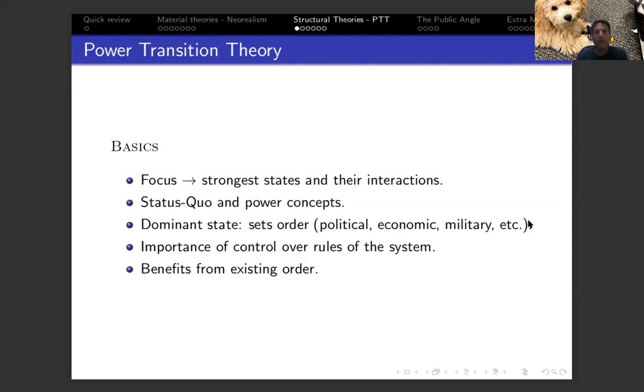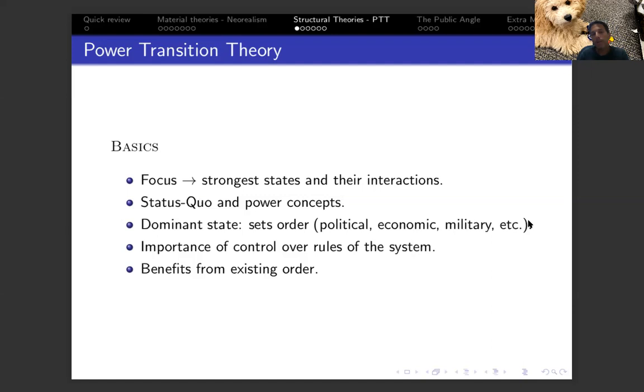It also cares very much about maintaining the structure of the international system or changes in the international system. So again, the structure also matters. That's why this theory is also one of the central structural theories. Now, power, as I said, is a concept that matters a lot for power transition theory. That's what it shares with realism.